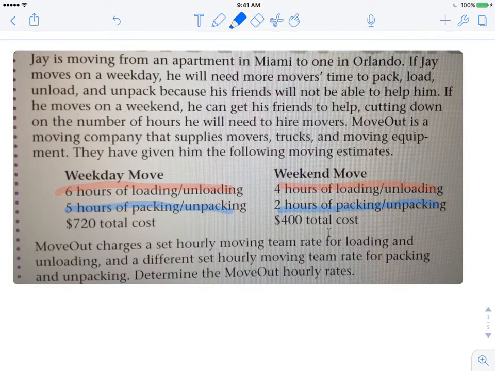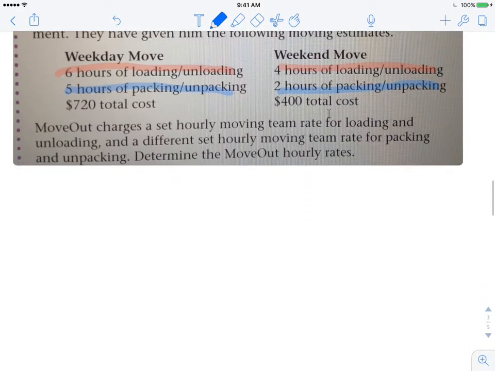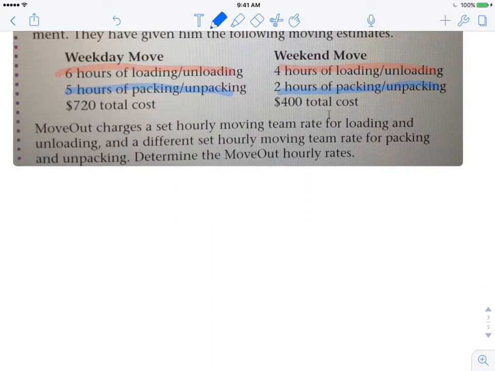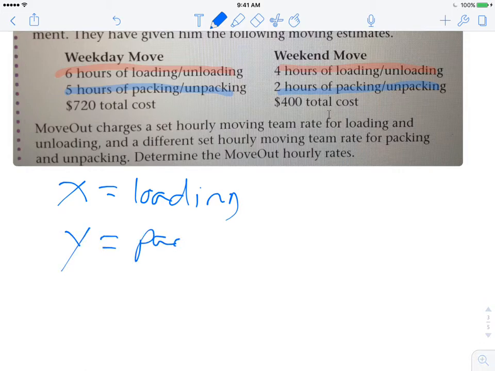We're going to develop here what's called a system of equations. Now, I know you've done this before because you've all had Algebra 1. Each of the different colors I used for highlighting is representing a different variable. What we want to do is say up front what our variables represent. So in this case, we'll say x equals loading, even though it represents loading and unloading. And then y would represent the packing and unpacking.